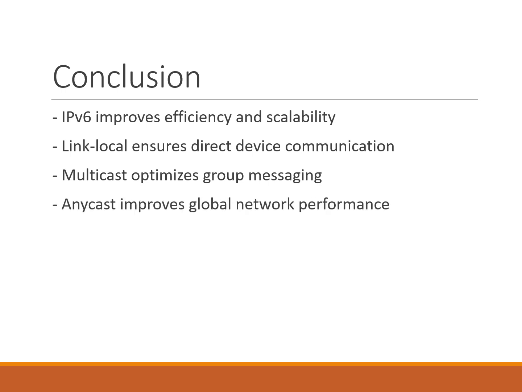So in conclusion, IPv6 introduces significant improvements over IPv4, and its addressing techniques enhance network performance. Link local ensures devices can communicate without extra configuration. Multicast replaces inefficient broadcast traffic, and anycast optimizes global service delivery by directing users to the closest server. As IPv6 adoption continues to grow, understanding these concepts will be essential for networking professionals.